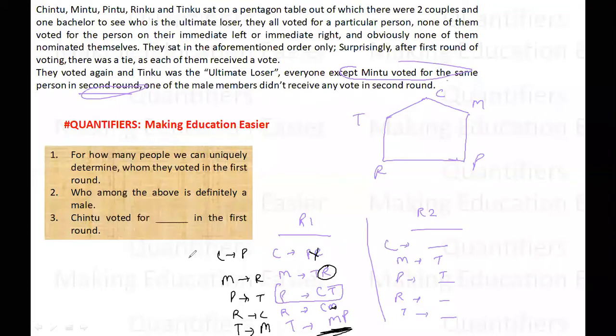So this completes my first round voting. In the second round everyone voted for the same person, so C voted for P again, R voted for C again, T voted for M again. T won by getting 2 votes. So this is a pretty easy set and is now completed. If I have to answer how many people we can uniquely determine they voted for in the first round, all of them, since we have determined the first round votes for everyone.